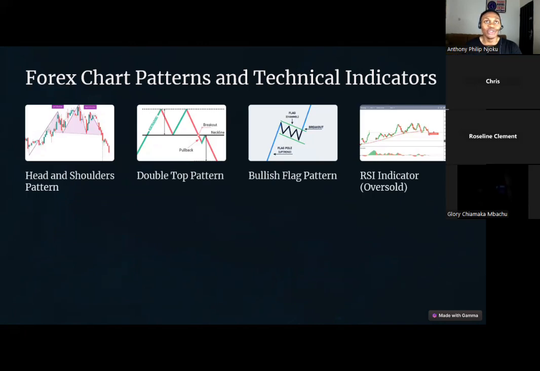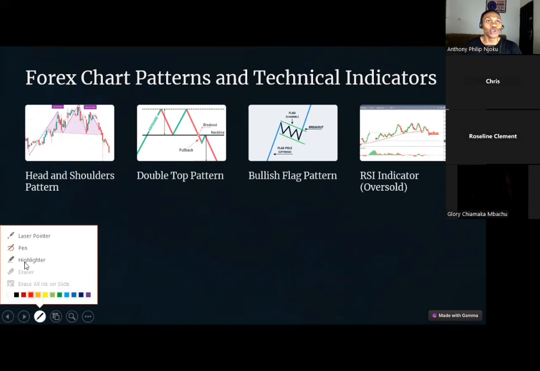The first one you see there is the head and shoulder. And this head and shoulder helps us to identify a trend reversal.